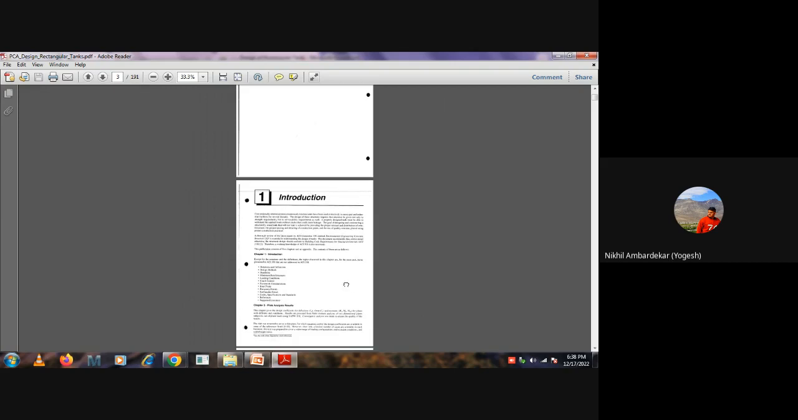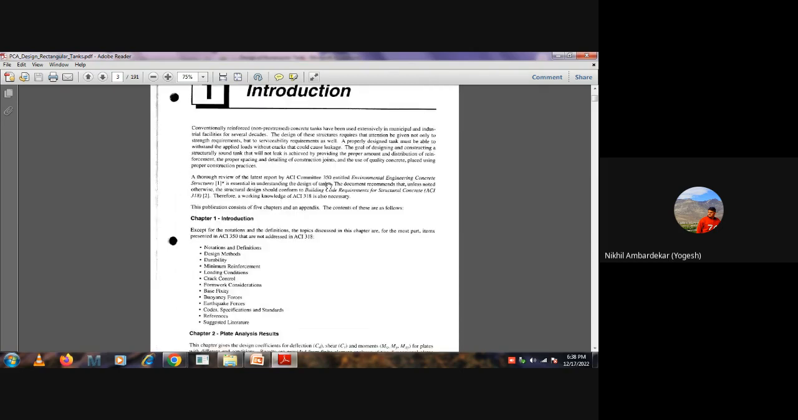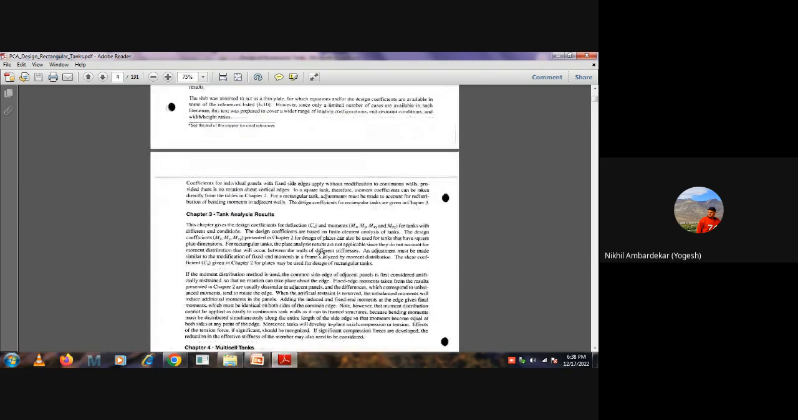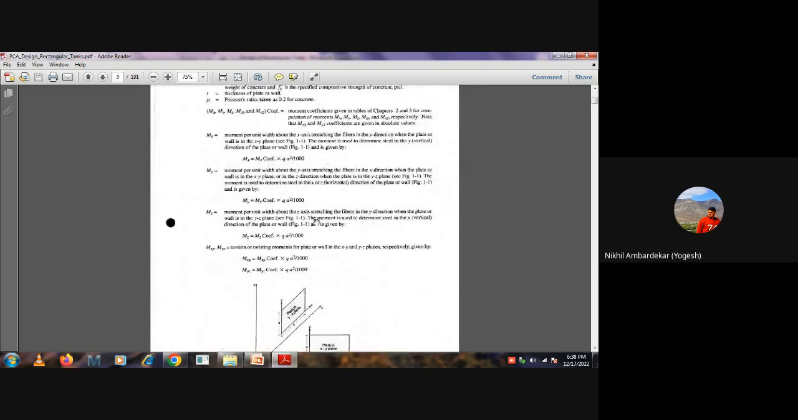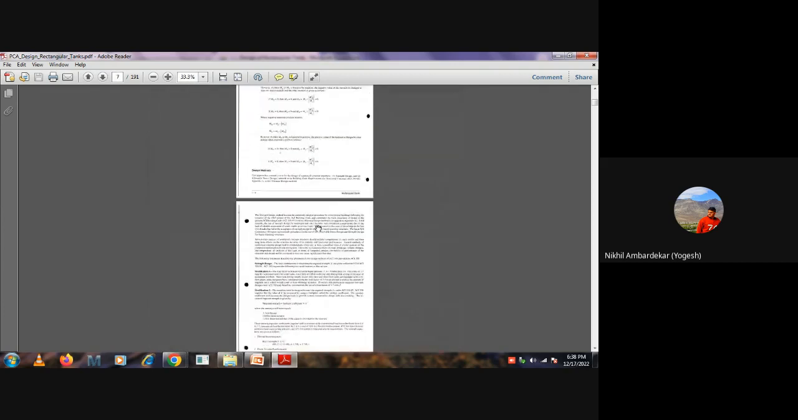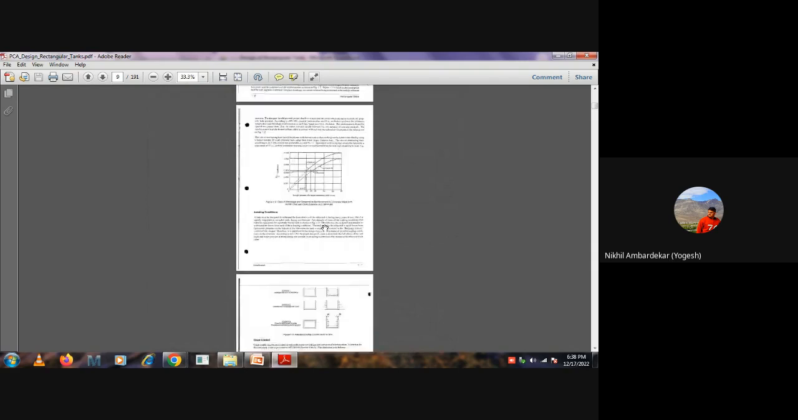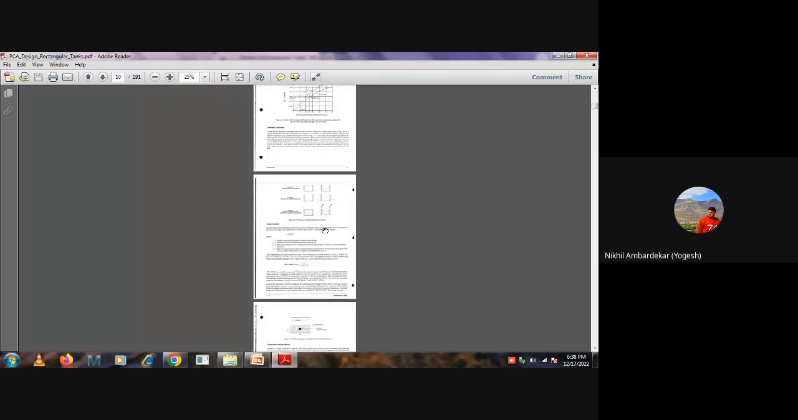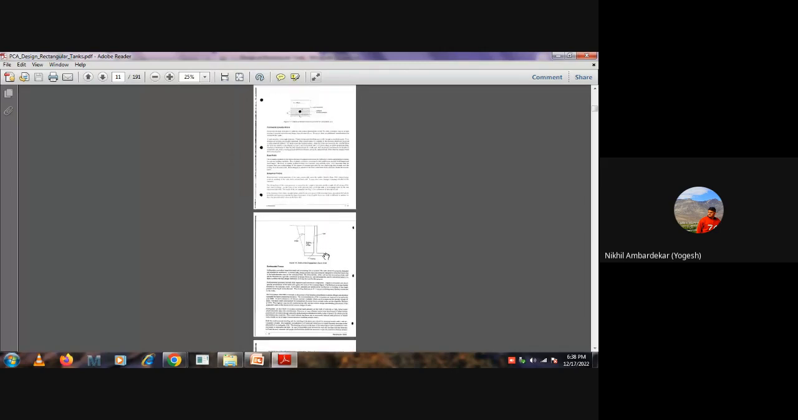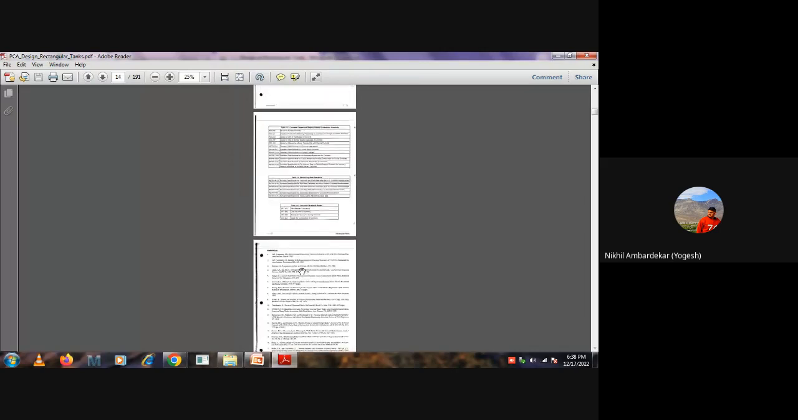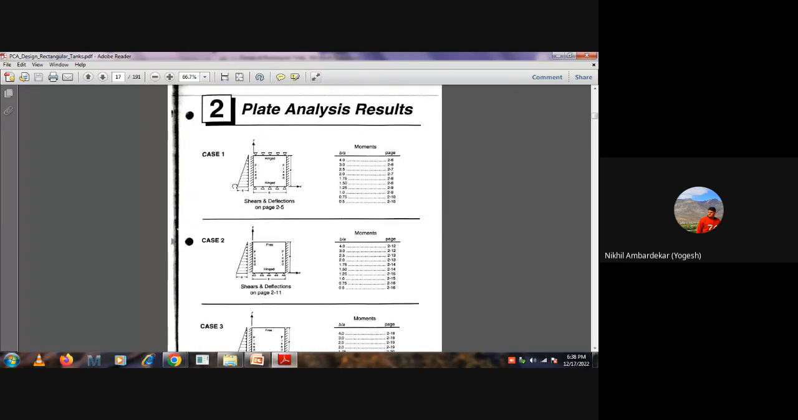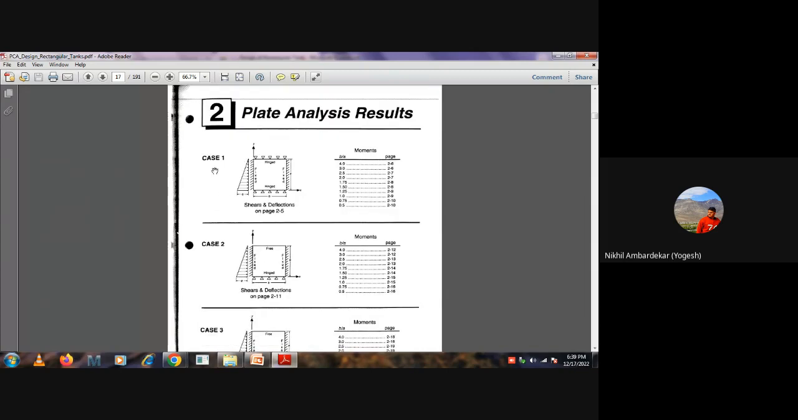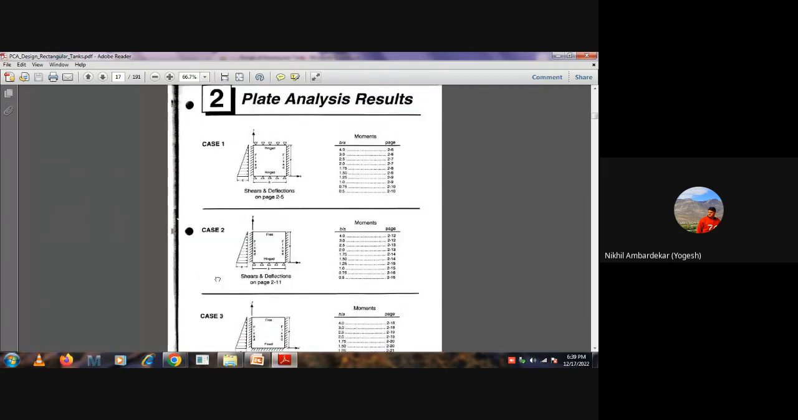I will not go directly into this introduction. Maybe you can read it when you get time. I definitely encourage you to go through each and every page. But due to the time constraint, I will try to simplify and explain how to use this directly. So you can see this index, and there are different load cases mentioned.